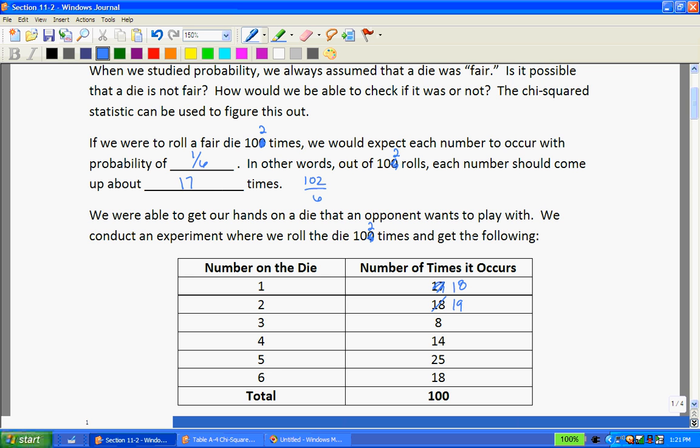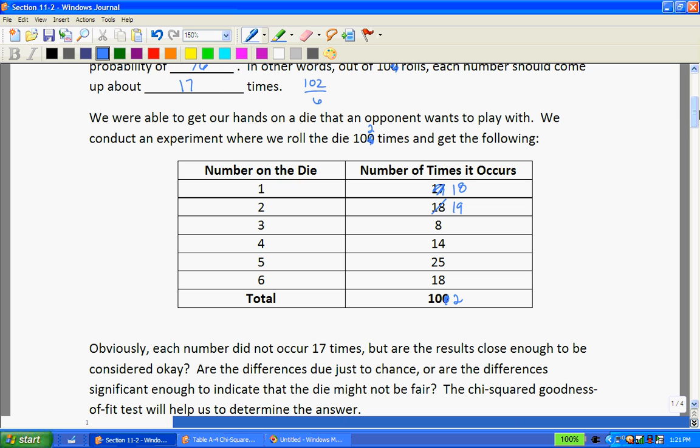The number 1 comes up 18 times. The number 2 comes up 19 times. The number 3 only comes up 8 times. That seems a little unusual. The 4 comes up 14 times and the 5 comes up 25 times. That seems a little unusual as well. And the 6 comes up 18 times, for a total of 102.